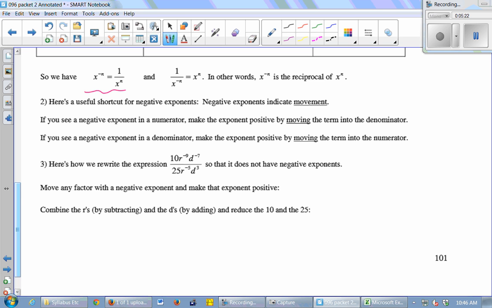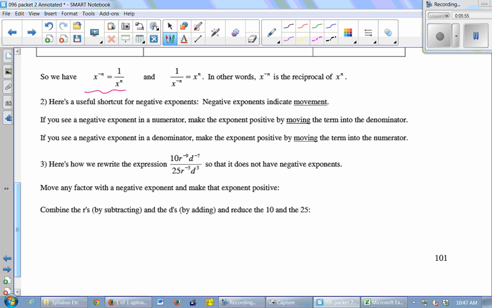If you see a negative exponent in a numerator, you can make it positive and move it to the denominator. If you see a negative exponent in a denominator, you can make it positive and move it to the numerator. So I want to rewrite 10r to the negative 9 times d to the negative 7 over 25r to the negative 5 times d cubed, so that there are no negative exponents. So I'm going to identify the terms that have negative exponents and move them. Just move them to the opposite location and make them positive.